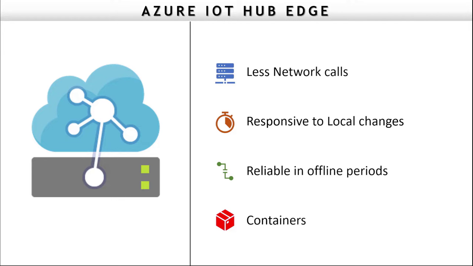So thanks to IoT Hub Edge, it's going to make fewer network calls, and it's going to be more responsive because it doesn't need to wait for a response from Azure IoT Hub to do something. And it's going to be very reliable in the offline periods.